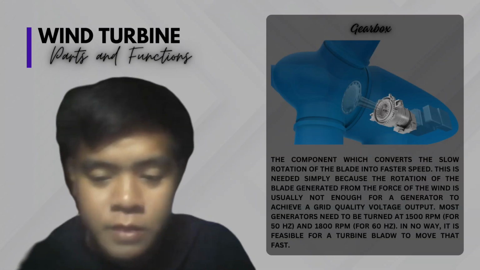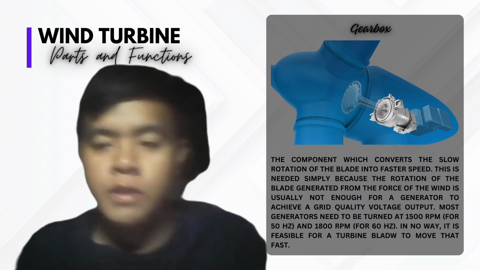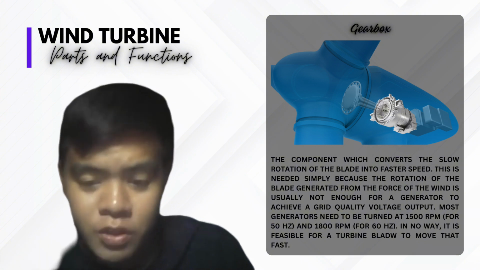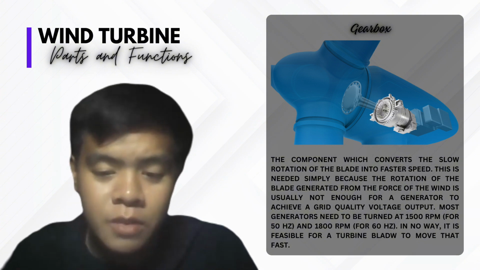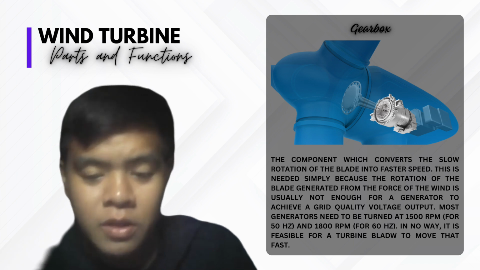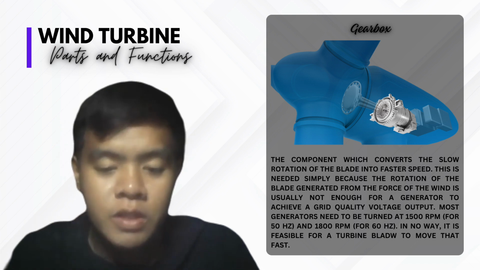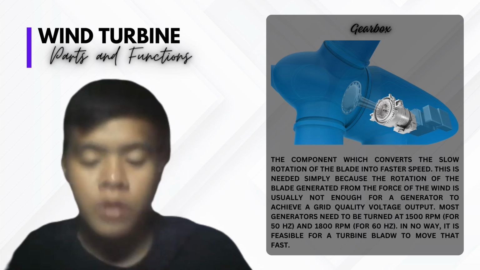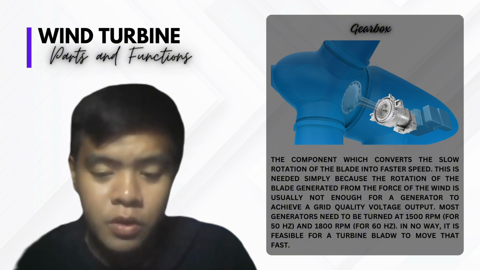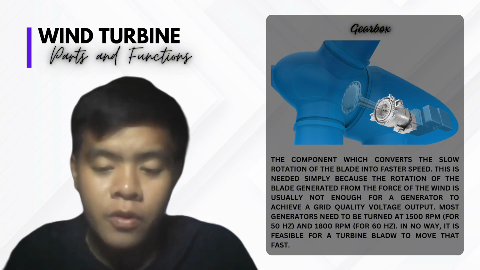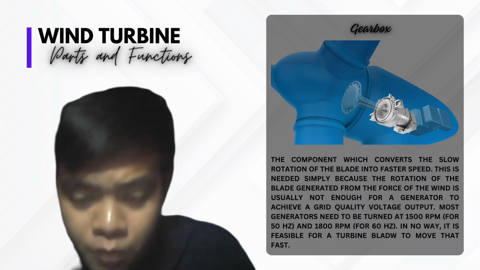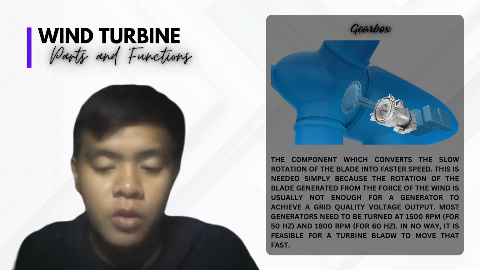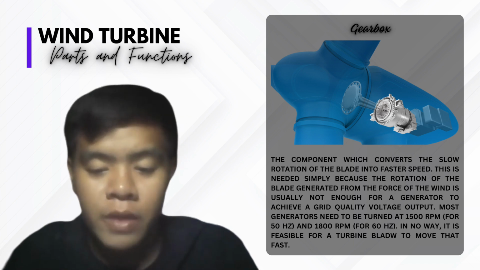And next, the gearbox, the component which converts the slow rotation of the blade into faster speed. This is needed simply because the rotation of the blade generated from the force of the wind is usually not enough for a generator to achieve a grid quality voltage output. Most generators need to be turned at 450 RPM for 50 Hz and 1800 RPM for 60 Hz. In no way is it feasible for a turbine blade to move that fast.